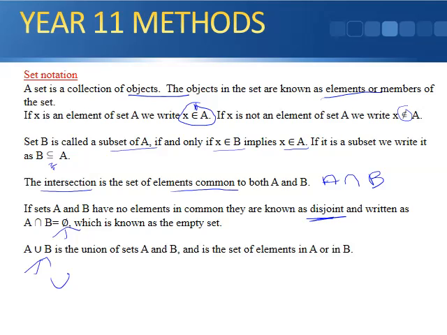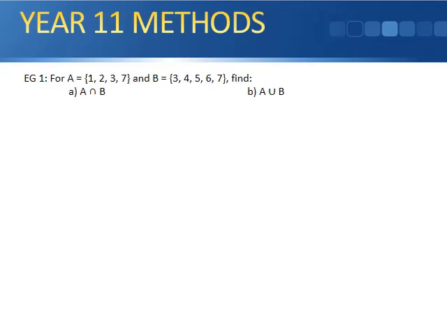The union, that's the union, it looks like a U, of the sets A and B, is the set of elements in A or in B. So in other words, it belongs to either one.